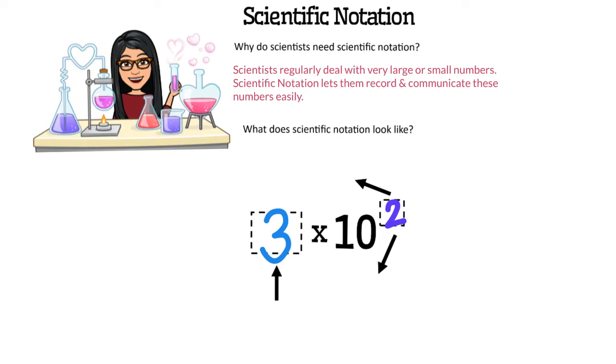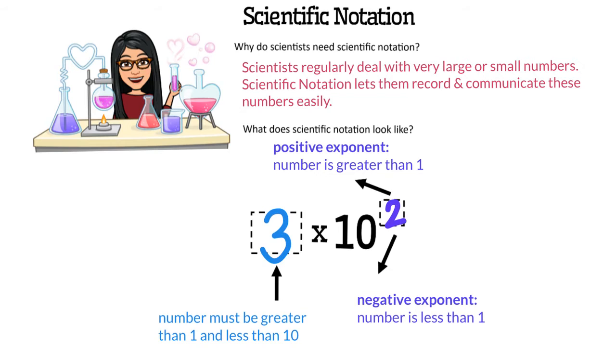Now let's take a look at what scientific notation looks like down here. Scientific notation will be some number multiplied by 10 to the power of something. Now we multiply by powers of 10 because multiplying by powers of 10 will allow us to move our decimal point over to the left or to the right to get bigger or smaller numbers. Now this number in the front must be greater than 1 and less than 10. So it's only going to have one digit in front of the decimal.